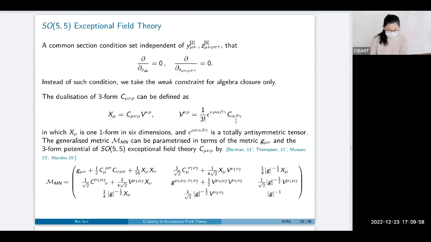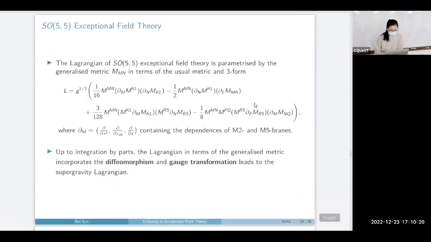You probably also notice that there's no 5-form appearing in the action. So that's why, considering our discussion with the 3-form and the gauge transformation in the Courant Algebroid, that's still enough for this discussion of SO(5,5). So this is the action, and you insert the generalized matrix, and then you get the proper action for this SO(5,5) theory. So it again incorporates the diffeomorphism and the gauge transformation.